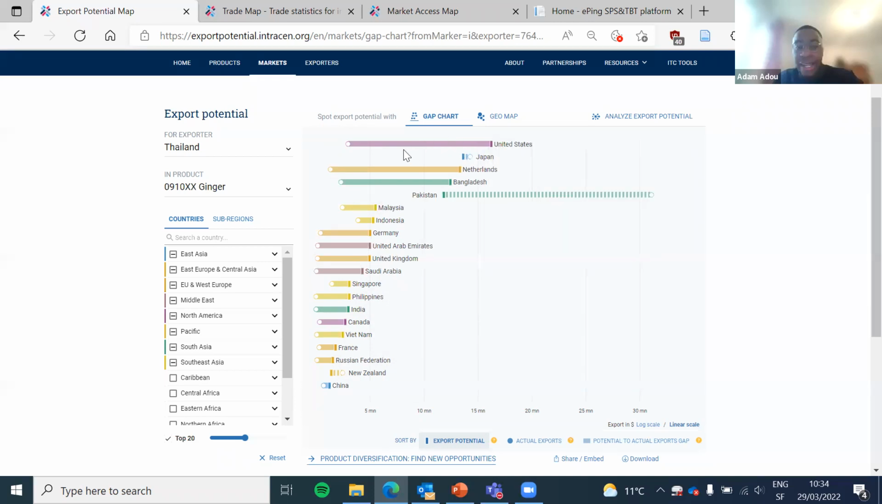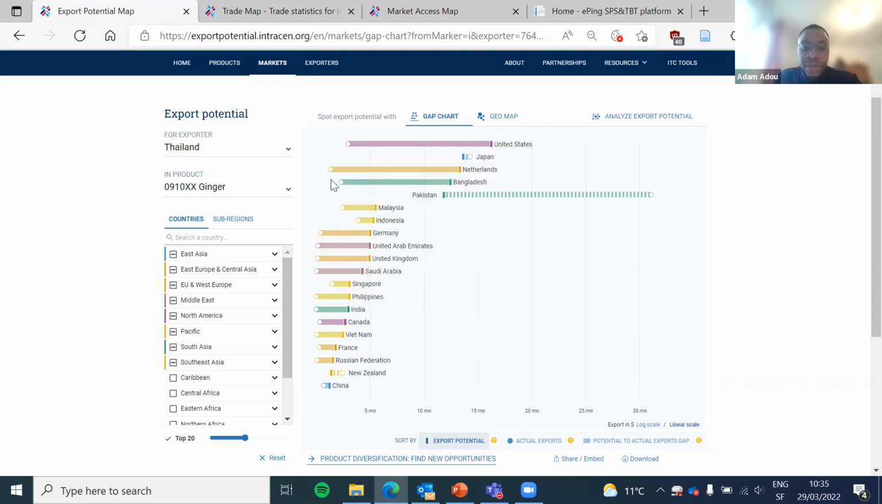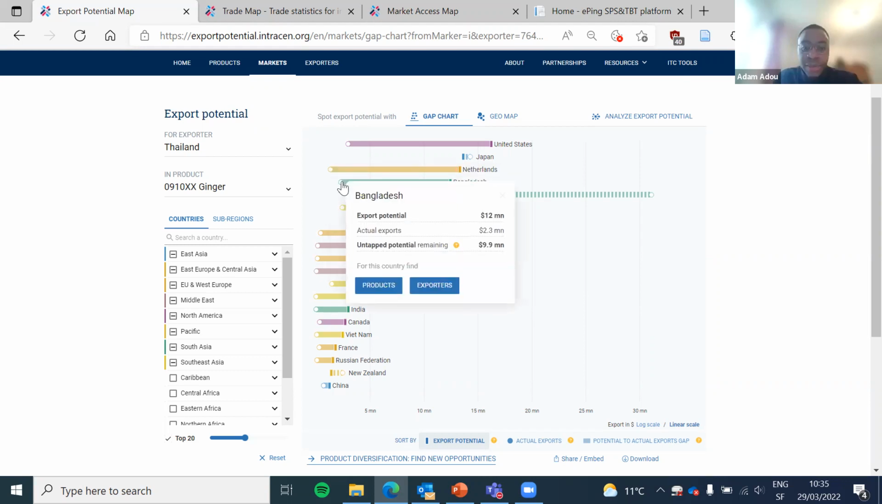But Thailand has a bigger export potential when exporting to the Netherlands than when exporting to Bangladesh, even though it actually exports more to Bangladesh than to the Netherlands. Bangladesh actually imports 2.3 million, whereas for the Netherlands it's 1.3 million, but the export potential is higher when exporting ginger to the Netherlands than to Bangladesh.